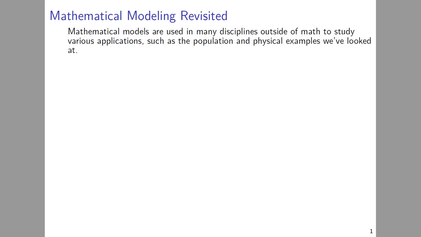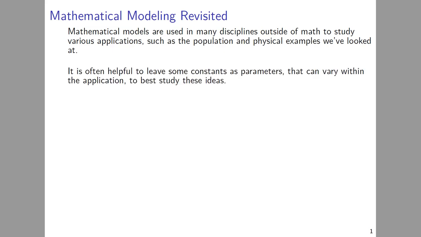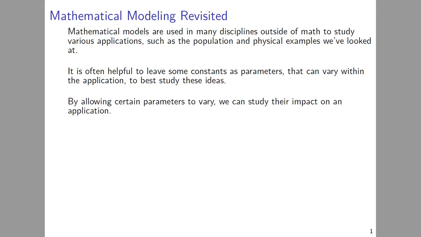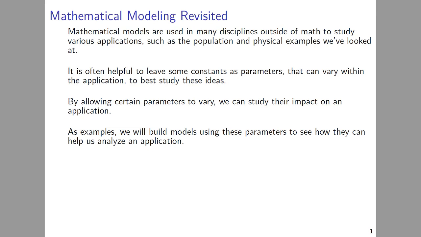Mathematical models are used in many disciplines outside of math to study various applications, such as the population and physical examples we've looked at. Now, it is often helpful to leave some constants as parameters that can vary within the application to best understand these ideas. By allowing certain parameters to vary rather than having fixed values, we can study their impact on an application. As some examples, we will build models using these parameters to see how they can help us analyze certain applications.